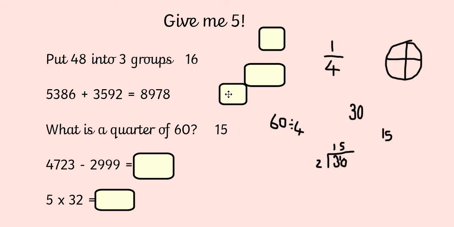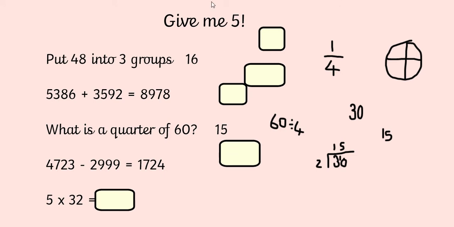Next one, 4,723 take away 2,999. Now you could have done this in a column subtraction, that would have worked, or you could have added 1 onto this number to make it 3,000, and then you're just focusing on the thousands column. So this number take away 3,000 will be 1,723, and then we need to add back on that 1 to get 1,724. Well done if you did it either way.